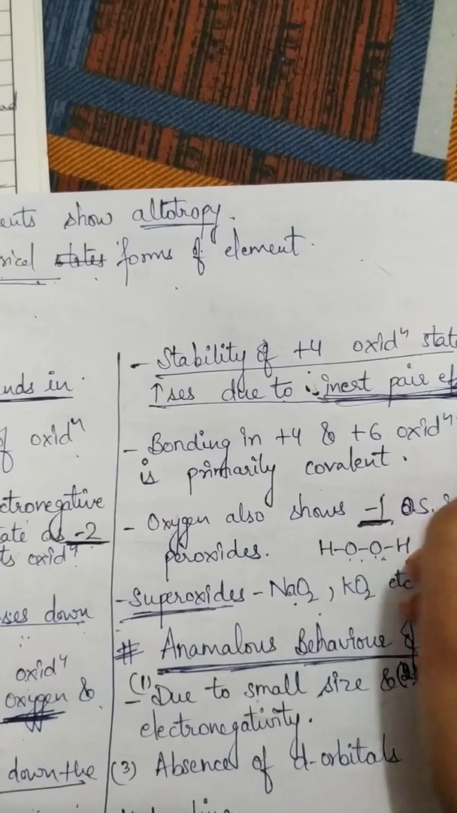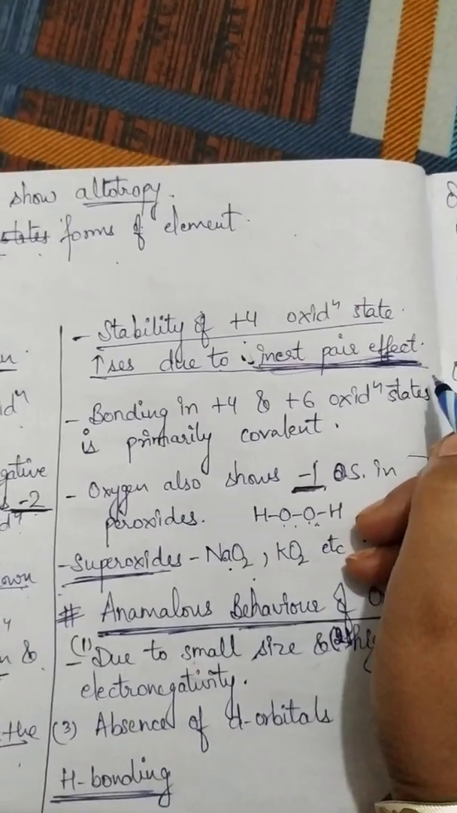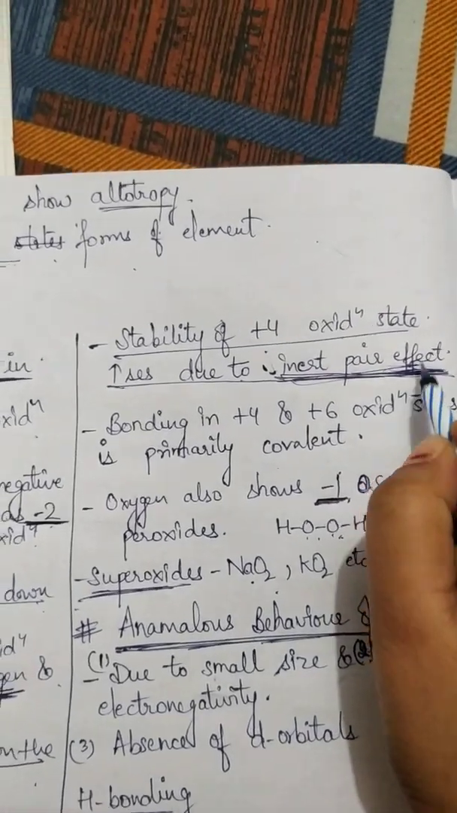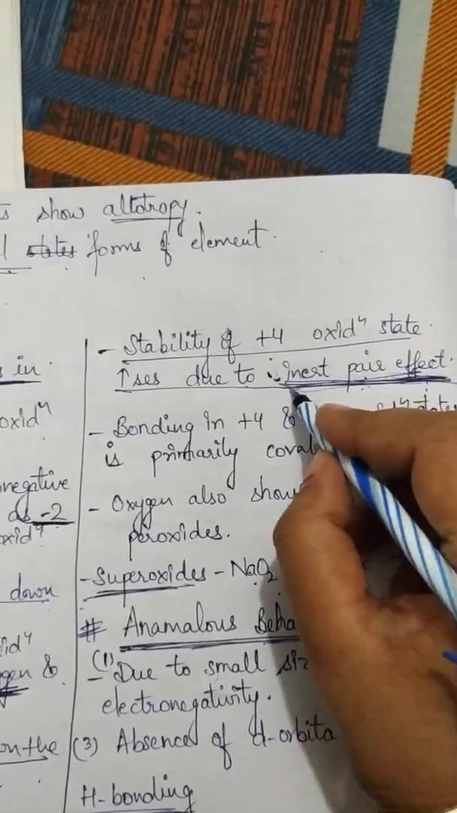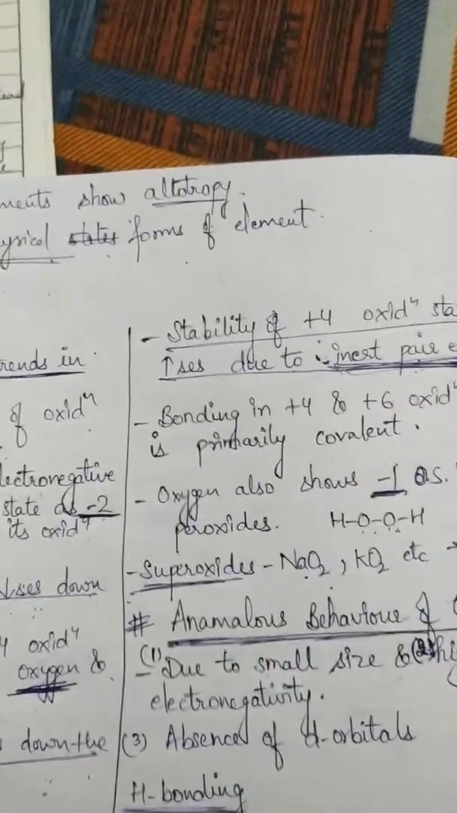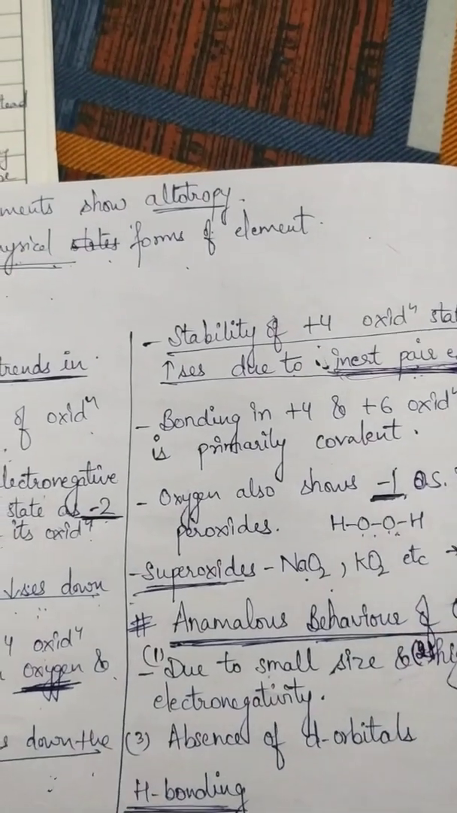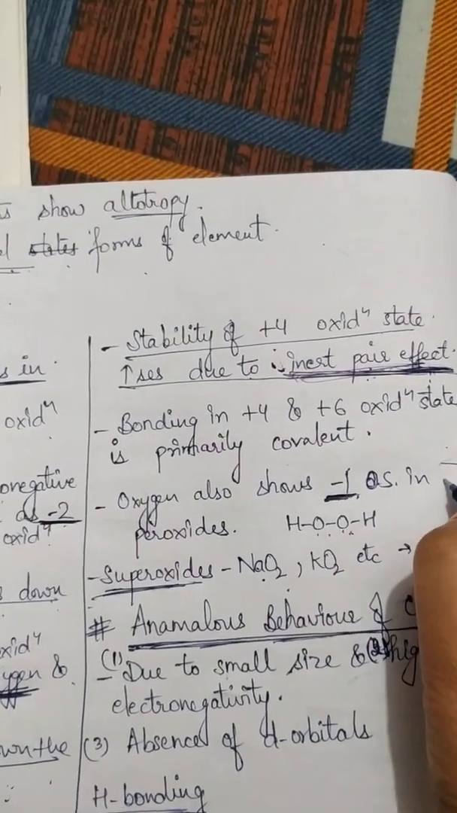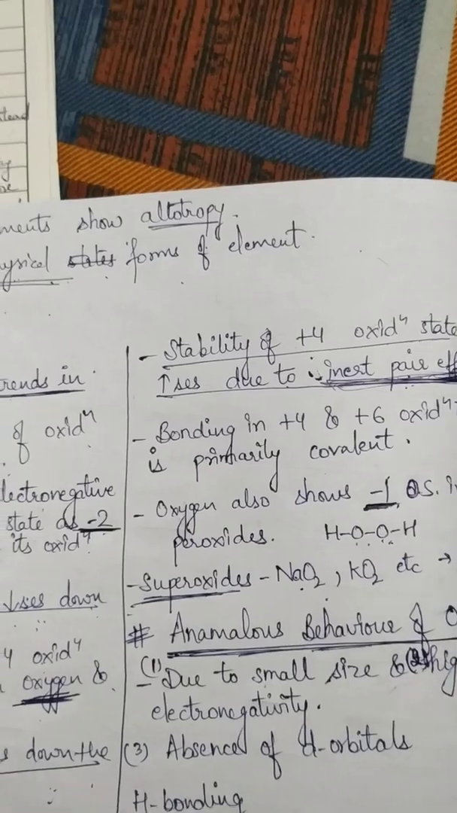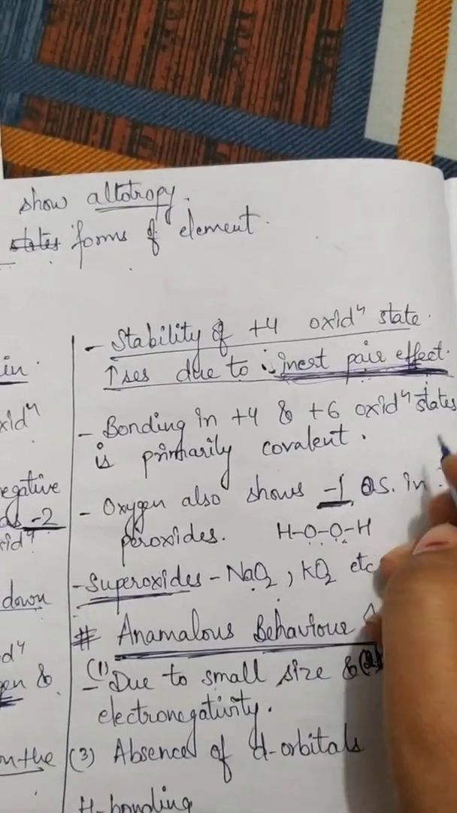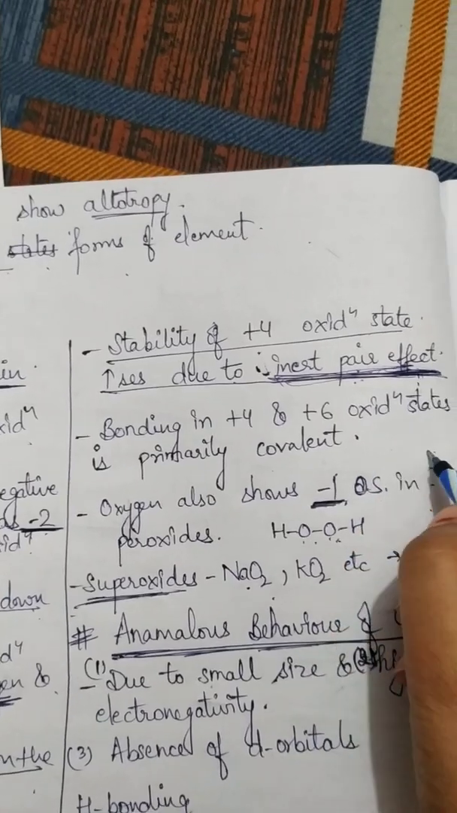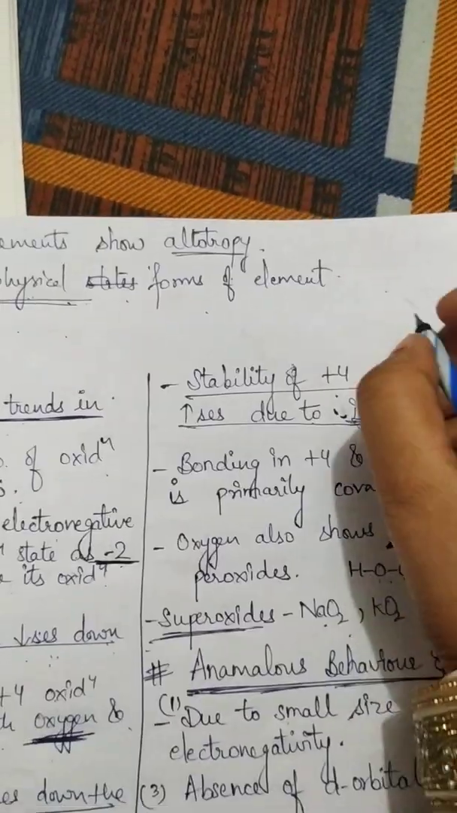Inert pair effect we have also done in class 11th in s block elements as well as in p block elements in group 13 and 14. What is inert pair effect? As we know, when we move down the group from oxygen to sulfur to selenium to tellurium, there is a filling of d orbitals. As we know, d orbitals show very poor shielding effect. Due to this, the s electrons of the p block.